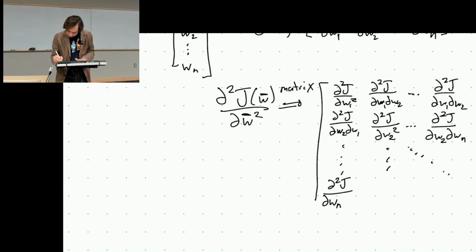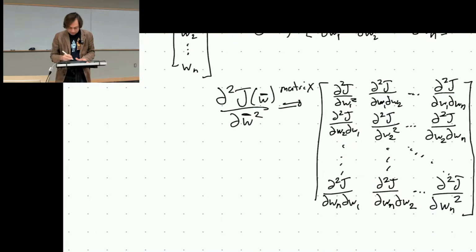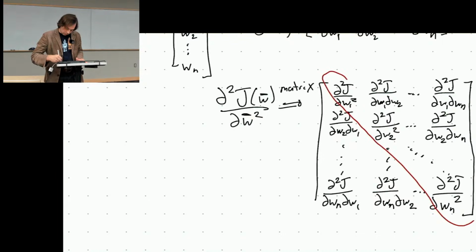That should be an N. I apologize for my handwriting today. That's an N. This is partial J partial W1, partial J partial Wn, partial J partial W2, all the way to partial J partial Wn squared. That is your matrix. The key thing to note is that along the diagonal are your second derivatives with respect to the same variable.